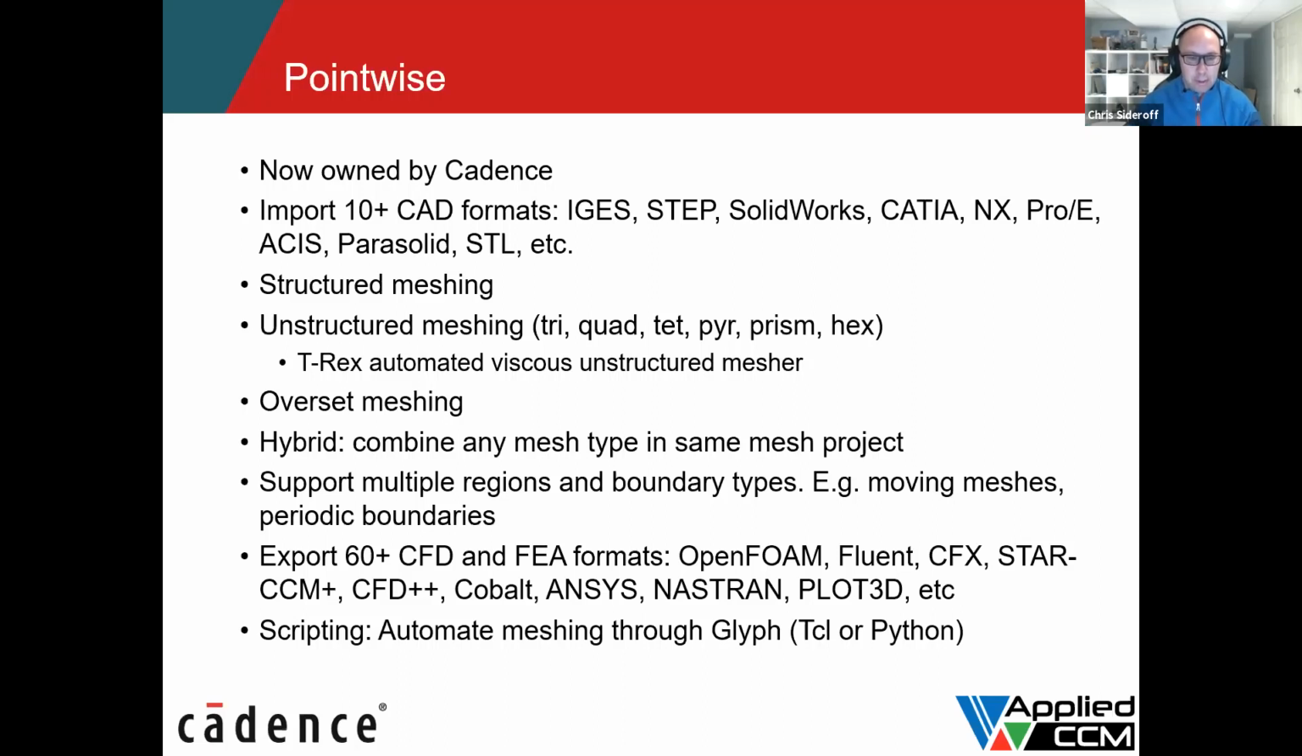The other thing that makes it very flexible is that you can save your mesh in a huge range of CFD and FEA formats. I think there's over 60 at this point. As you can imagine, the most common ones are OpenFOAM, Fluent, CFX, Star CCM, CFD++, Cobalt, ANSYS, et cetera, et cetera. There's a huge range of them. And even for the ones that aren't there, there's an API that allows you to write your own mesh exporter. And then really popular is the scripting interface where you can automate.